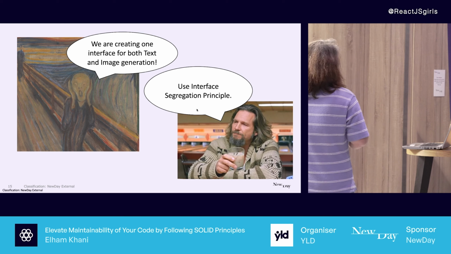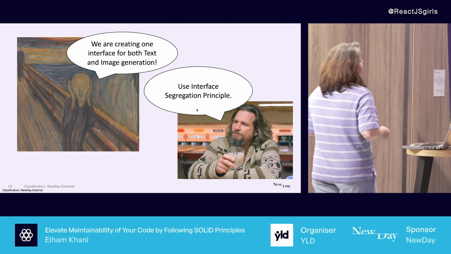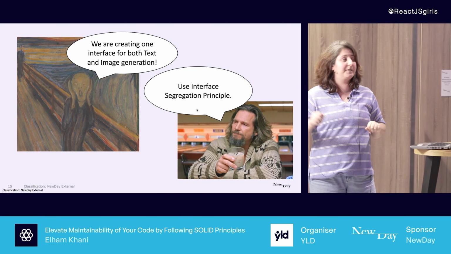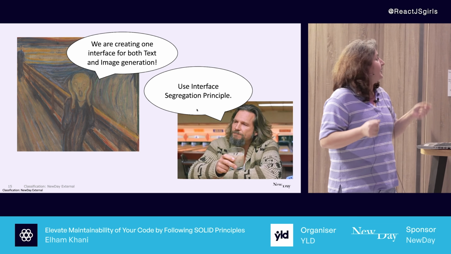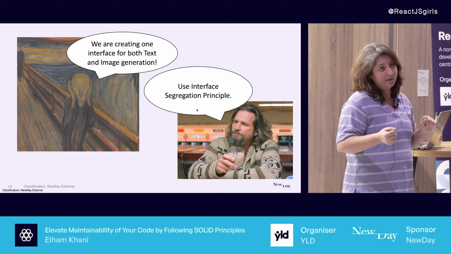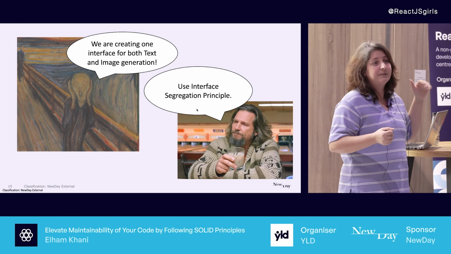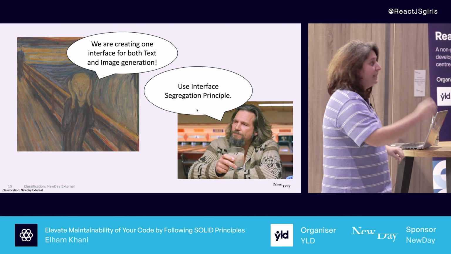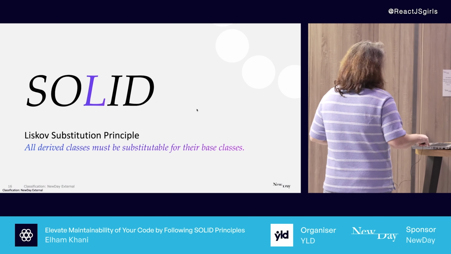So what we're going to do, if you haven't seen the movie Big Lebowski, go and watch it, is use the interface segregation principle. But it's the fourth one, so I'm going to skip it for now. Have that picture in mind that we did something wrong. We need to refactor. We'll get back to it.